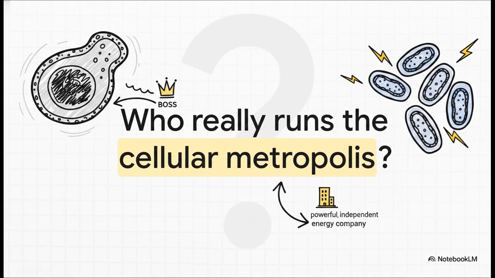As we finally wrap up our tour of this microscopic metropolis, I want to leave you with a kind of provocative thought. We saw that the nucleus is the undisputed control center, right? But if the mitochondria, the very powerhouses producing the vital ATP energy needed to keep this entire city alive, have their own DNA, their own ribosomes, and replicate entirely on their own, who is actually running the cellular metropolis? Is the nucleus truly the boss? Or is it just hosting a really powerful, totally independent energy company inside its walls?